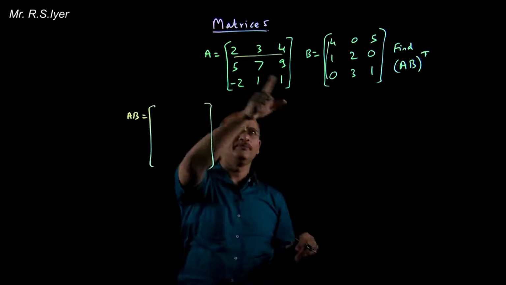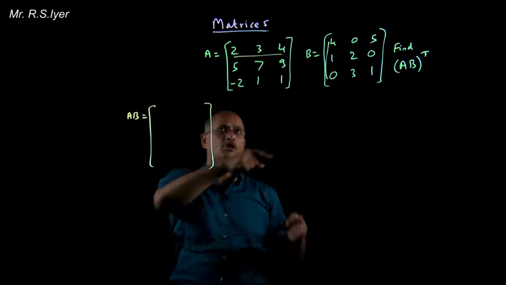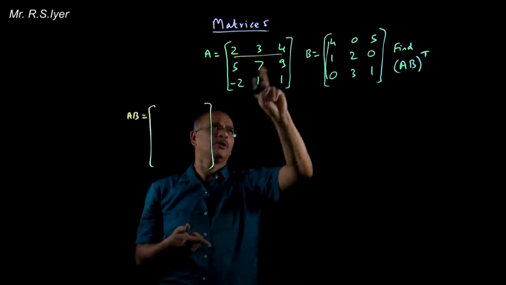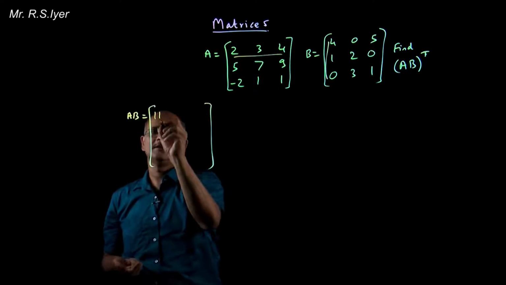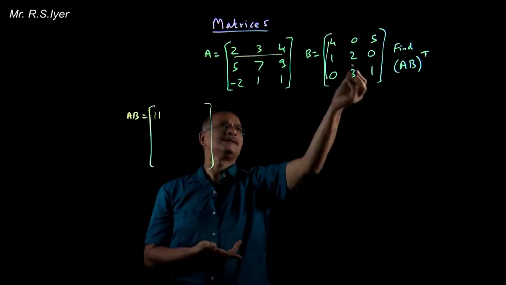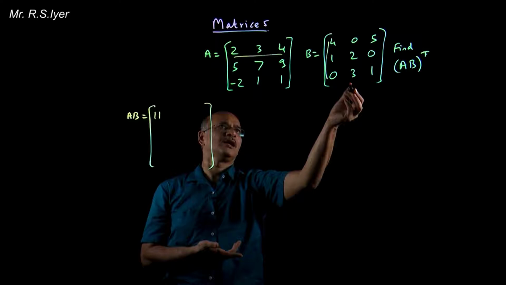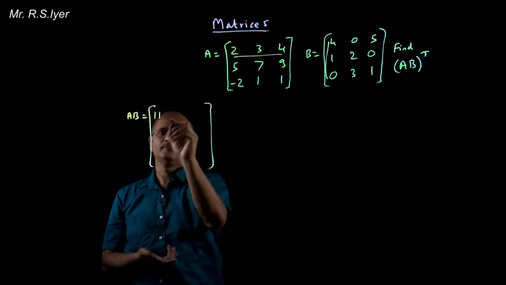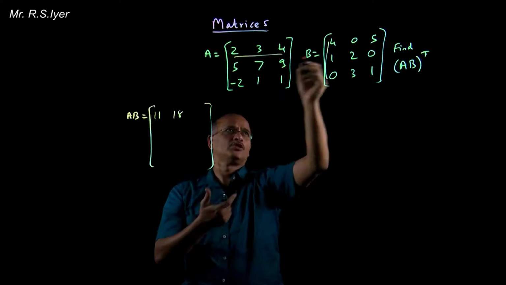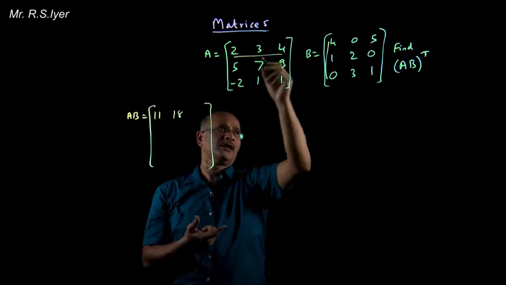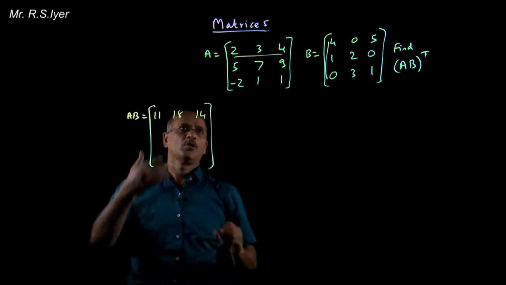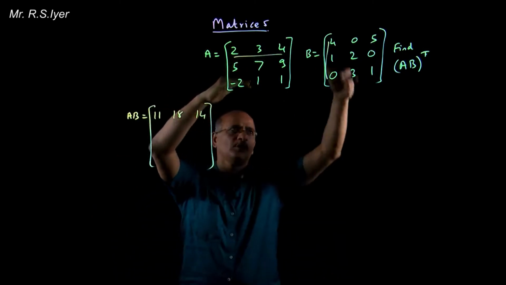So AB, that is first row, first column. 2 4s are 8 plus 3 plus 0. So 8 plus 3 plus 0 is nothing but 11. First row, second column. 0, 6 plus 4 3s are 12, 18. Then the first row, third column. 2 5s are 10, 0, 4, 14. So the first row you had multiplied with all the columns.